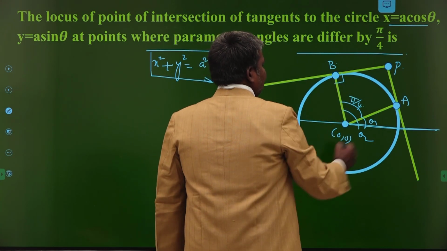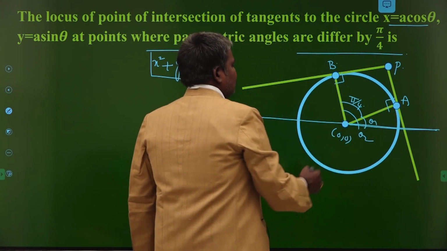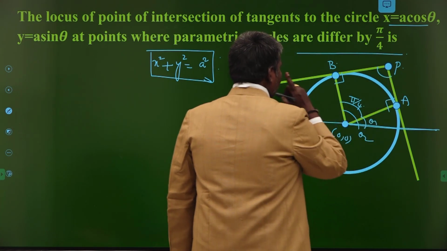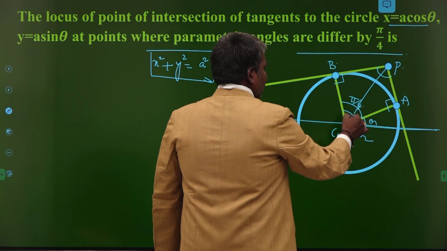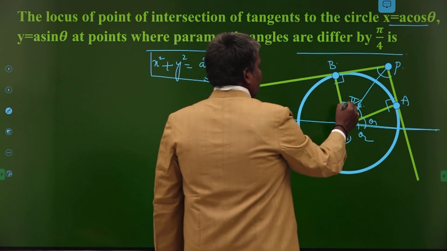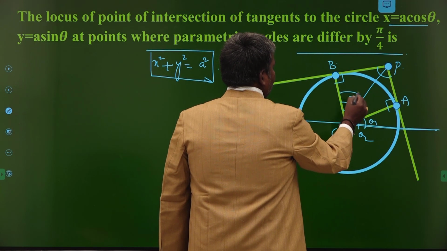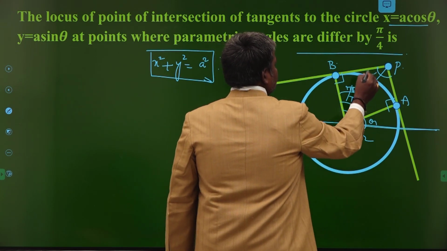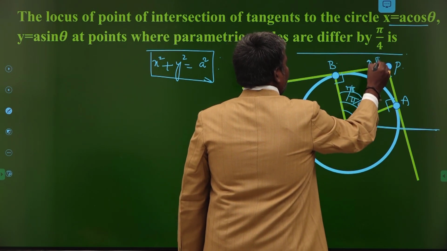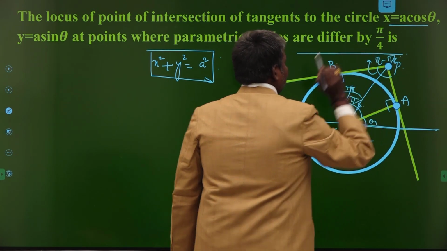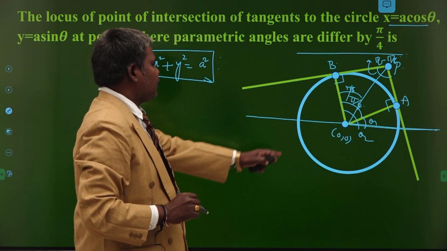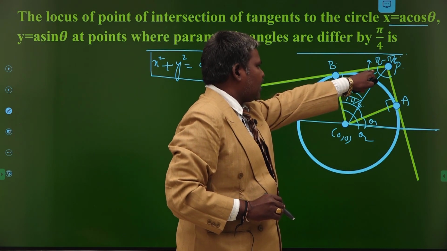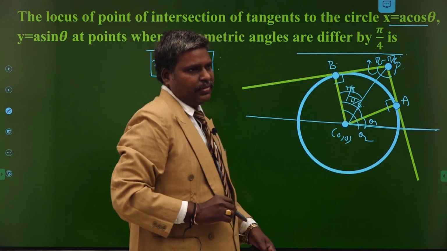What is the angle here? 90 degrees. Here the angle is 90 degrees. So, what about the angle here? Can we find the angle here or not? You just join here to here itself. What is the angle? This is pi by 4, so this is pi by 8. This is 90 degrees. This is nothing but pi by 2 minus pi by 8. That is, if the angle is theta, half of the angle is theta by 2. The corresponding angle is 90 minus theta by 2. Am I correct or not?